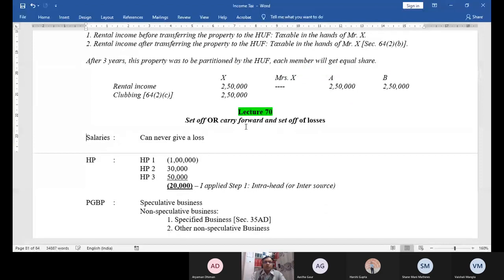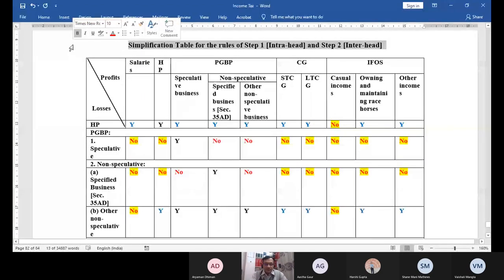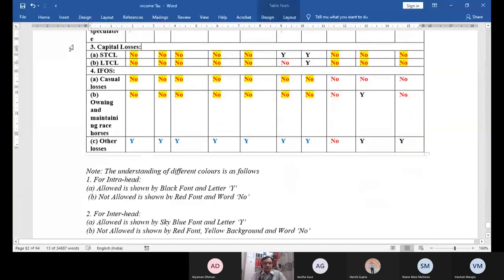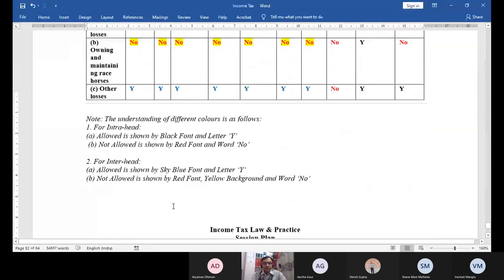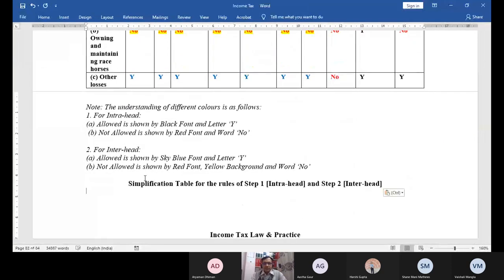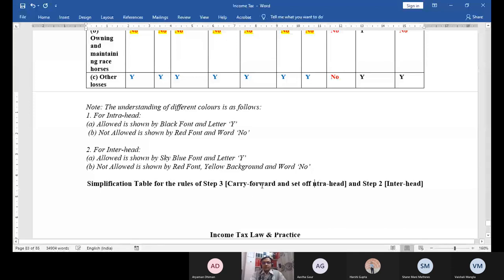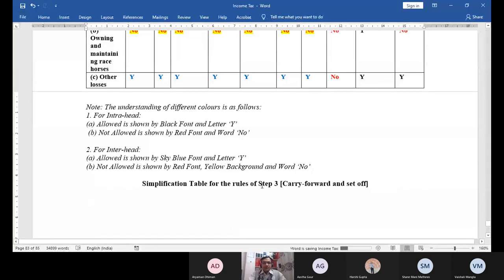Now let me show you a simplification table for the rules of step 3. Step 3 is what? Carry forward and set off. Now let me simplify this table.